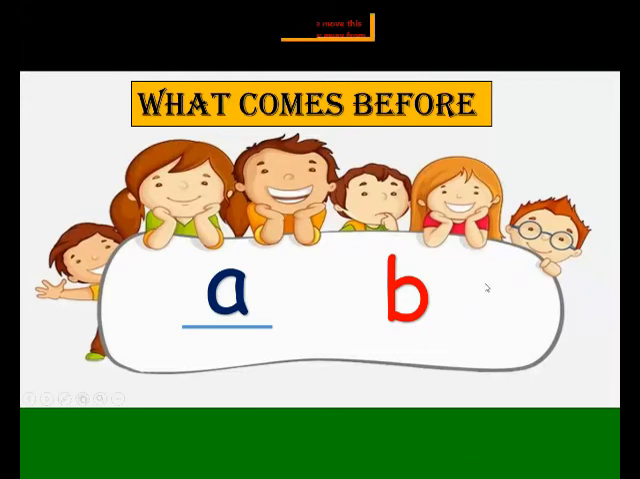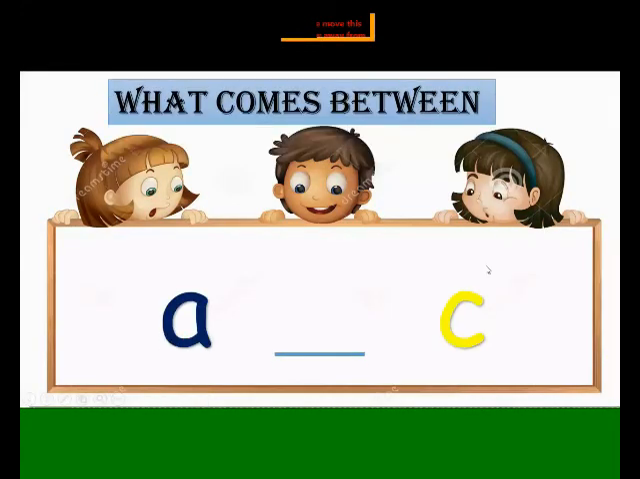Okay, now the next activity is what comes between. Between means center. Here are two letters on your screen, A and K. We will find the letter between A and K. So, students, can you tell me what comes between A and K? Yes, B comes between A and K. Like A, B, K.